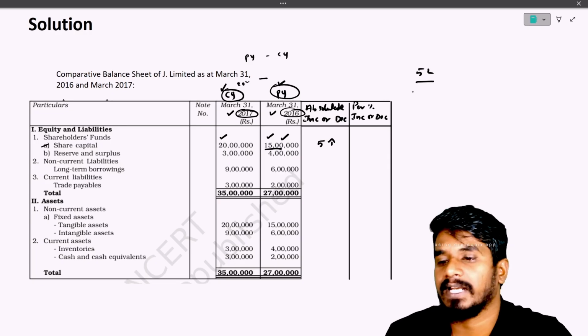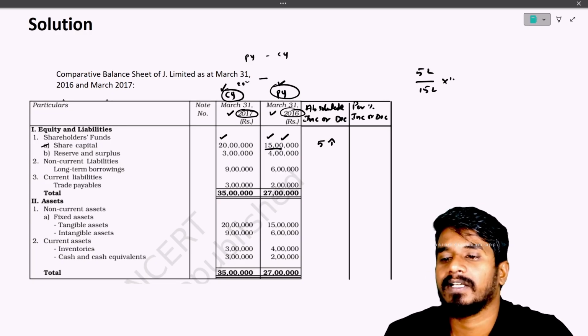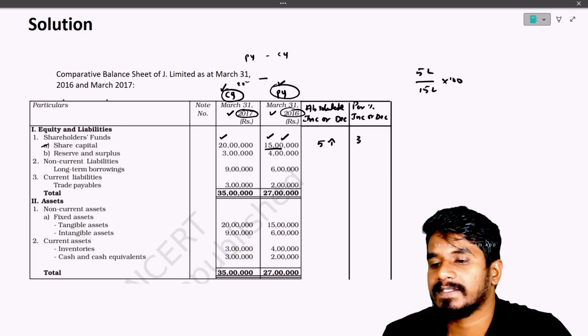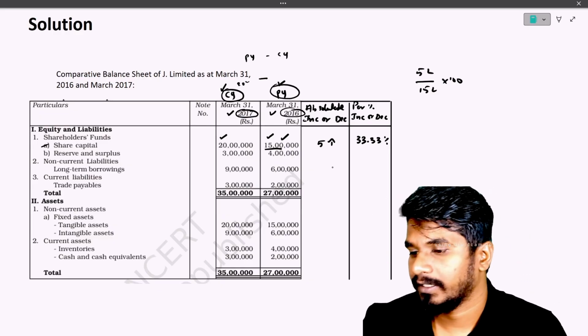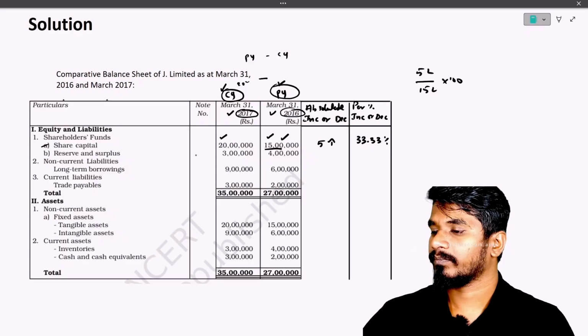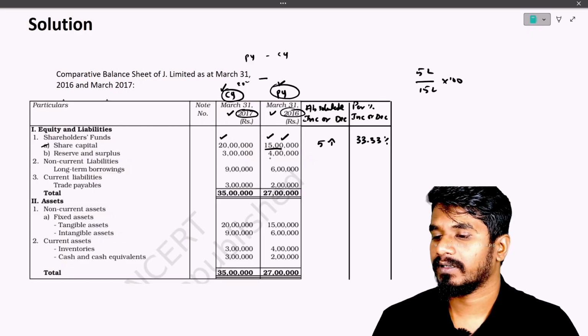This one, 15 lakhs. Correct. Into 100. So that is 33.33 percentage. You can calculate it once. So even I'll calculate later. Correct. Now, reserves and surplus they have given.